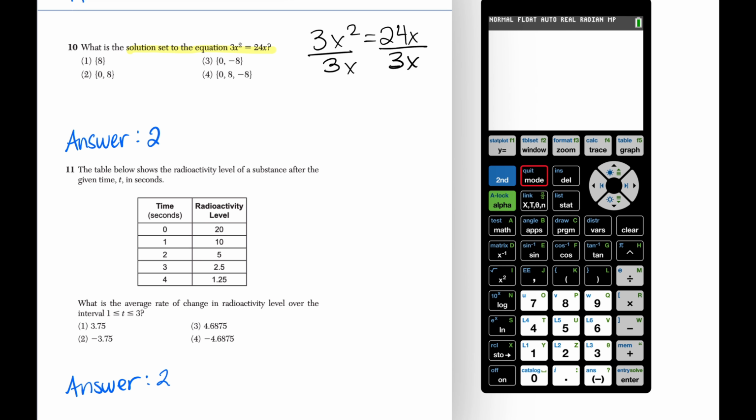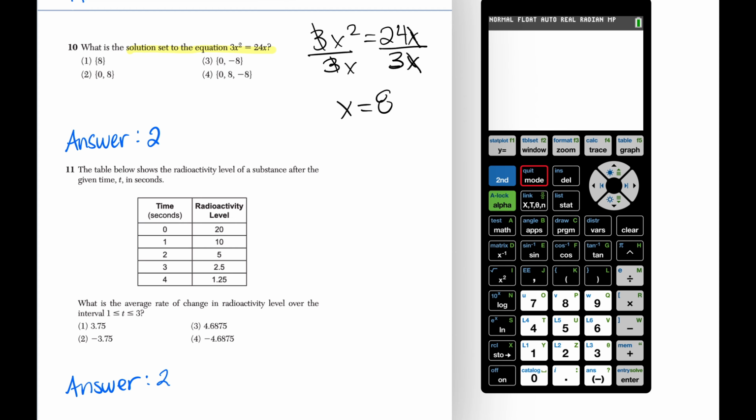Because I see that as a common factor in both. And when I do that, on the left side, I'm left with just x. And on the right side, 24 divided by 3 is 8. And my x's just become 1. So x is equal to 8.